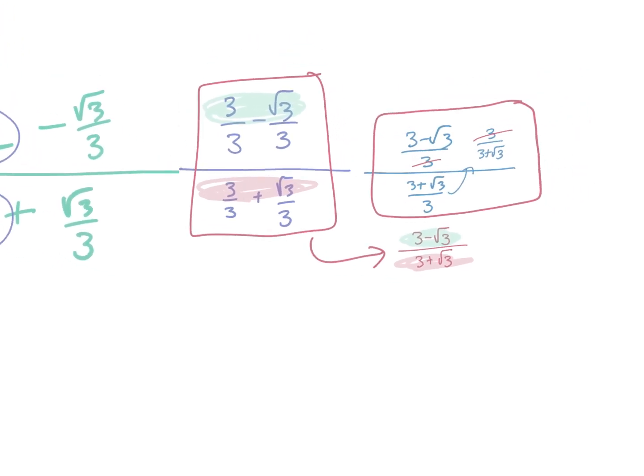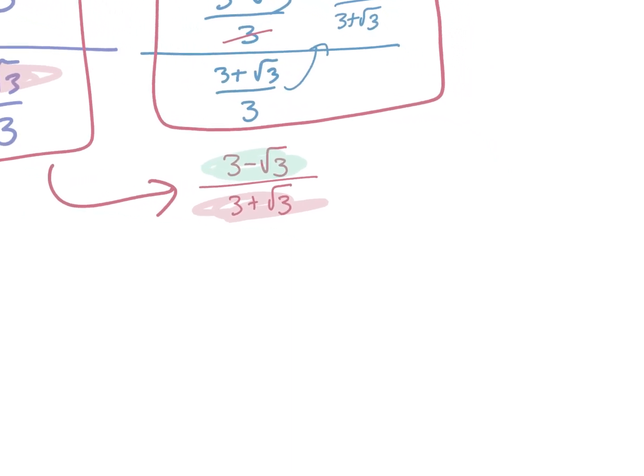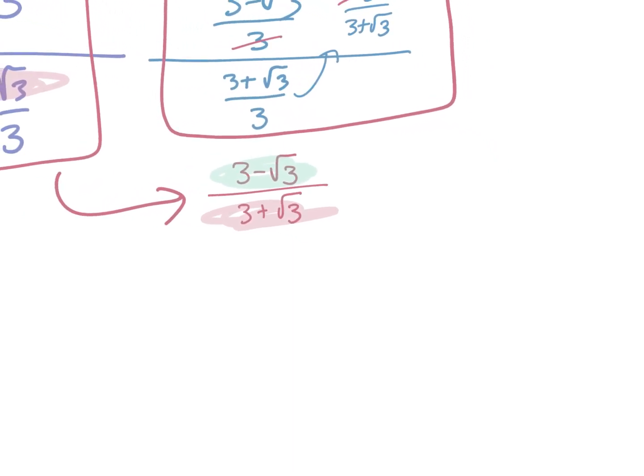Okay, and now we need to rationalize. So what are we multiplying by on top and bottom? 3 minus root 3. Yep, 3 minus root 3, top and bottom, good.